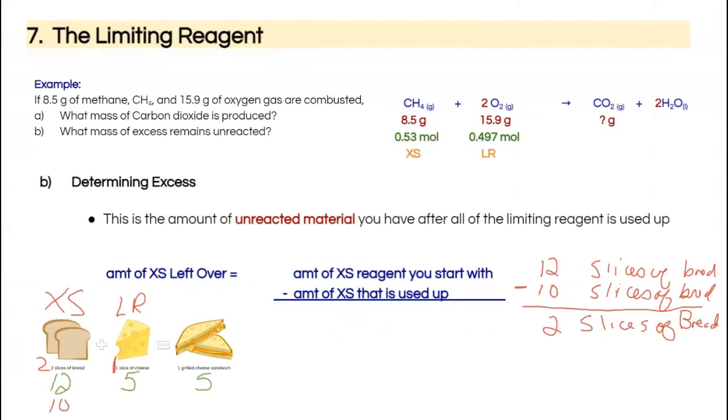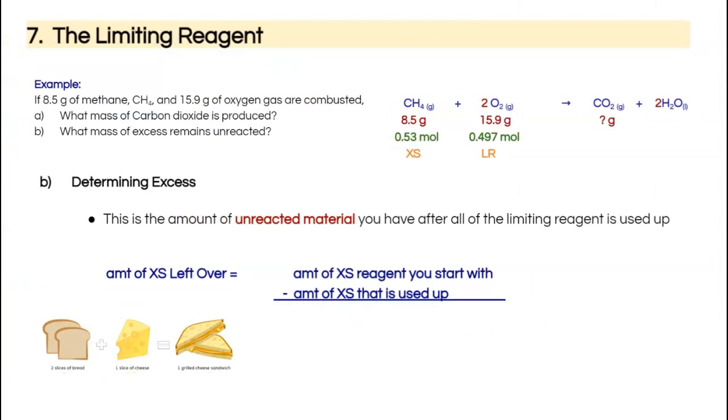So let's do that. From the previous calculation, I know that my methane is the excess reagent, and I know how much of it I actually have to start with. So that's pretty straightforward. I have 0.53 moles to begin with, right? And so the amount of excess that you used up, you're going to have to figure out. And so you may have already done the calculation. Sometimes it just comes out in the wash, but I'm going to go through that process. So I know that I'm going to be using all of my limiting reagent.